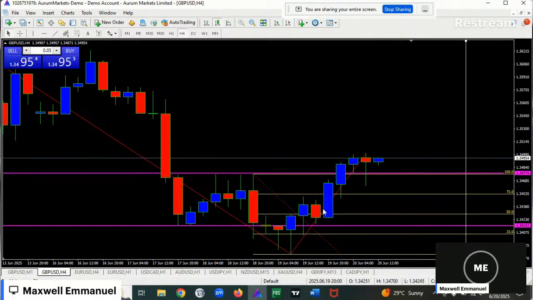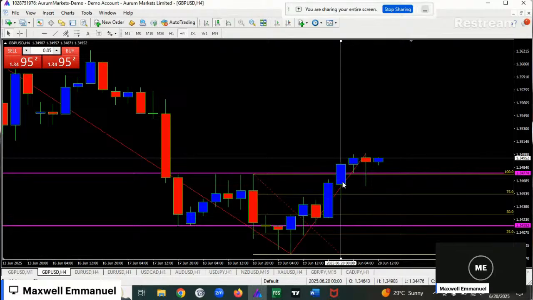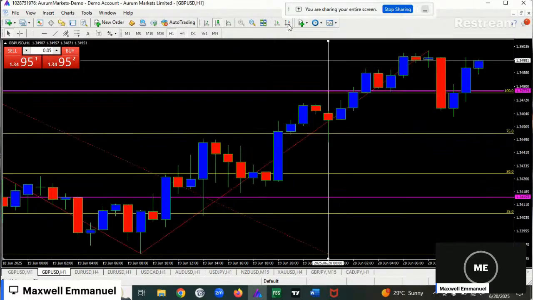I'd love to see price pull back to a discount area. At the discount area, I would like to identify a fair value gap. Let's see 1 hour. So on 1 hour, below level 50, do we have a fair value gap? We have this fair value gap. You can see this fair value gap. This one is at a premium area.